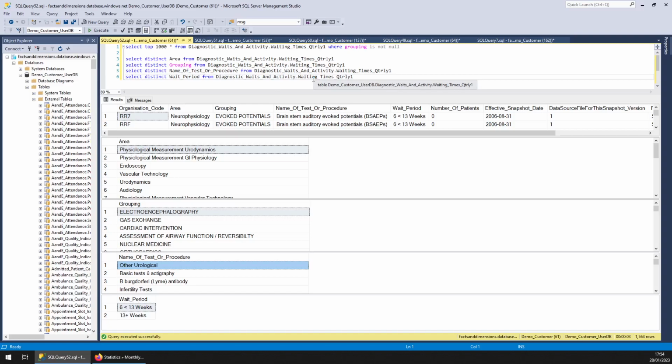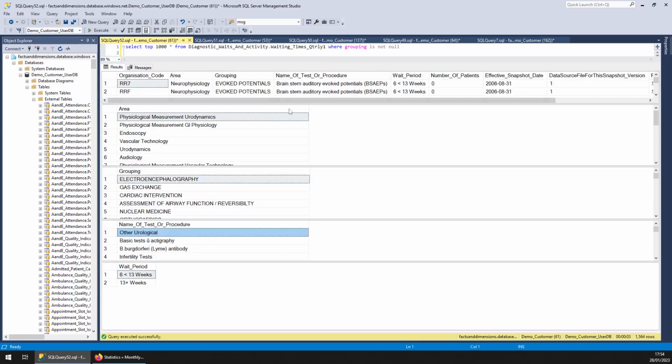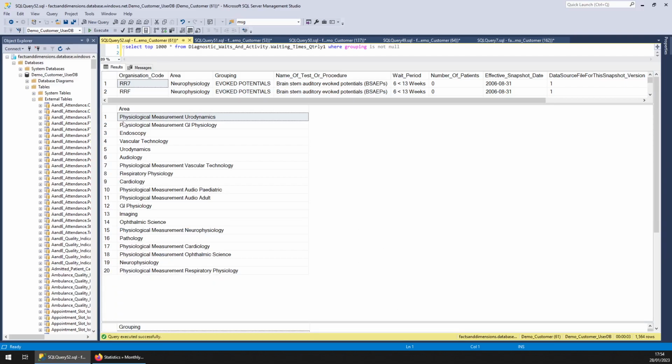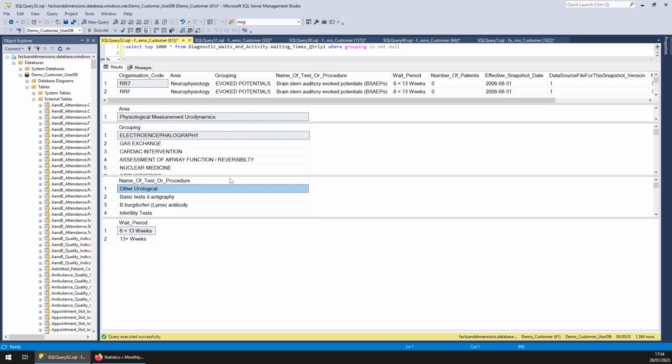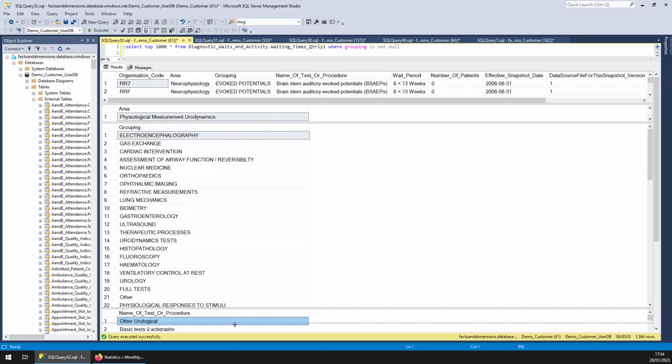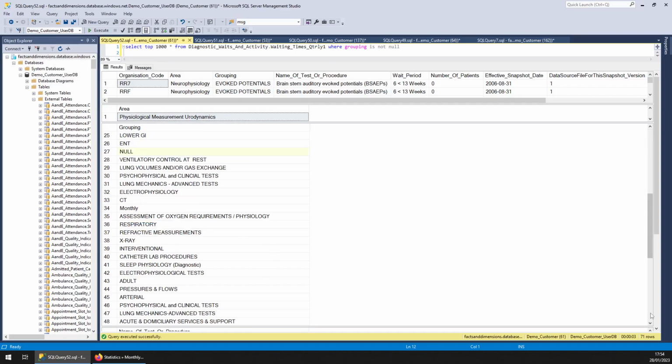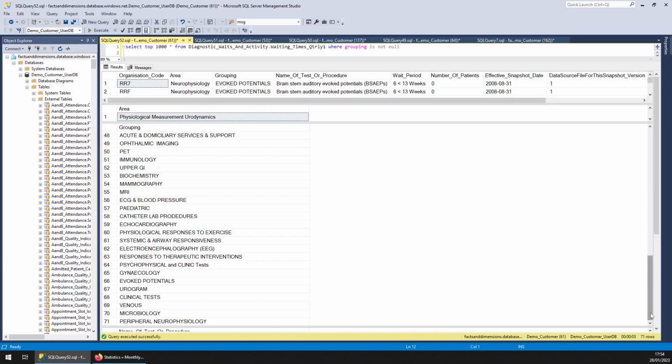And waiting times quarterly, which is obviously less frequent, as you can tell by the name, but there's a bit more detail. So you've got by area, so that's these areas here. So if you just pause the screen, you can see that. And also grouping, that's the groupings. If I just page down, that's the first page of groupings, second page, third page.